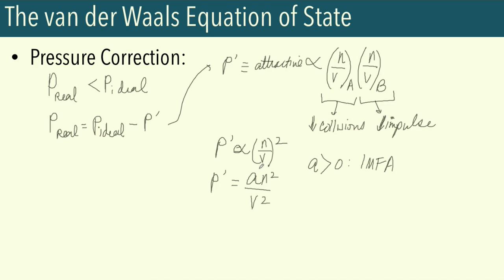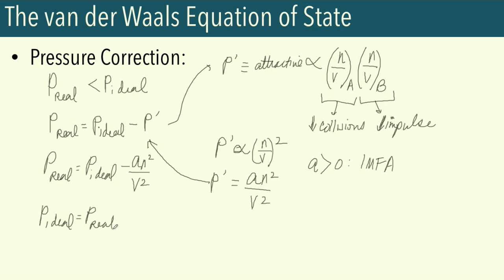All right, so with this in mind, let's introduce this P prime back over here. P real is going to be equal to P ideal minus the attractive forces, which is equal to A N squared over V squared. If we solve for P ideal, it is going to be equal to the real pressure exerted by the gas plus this corrective term. We'll be inputting this expression in our equation that we have.